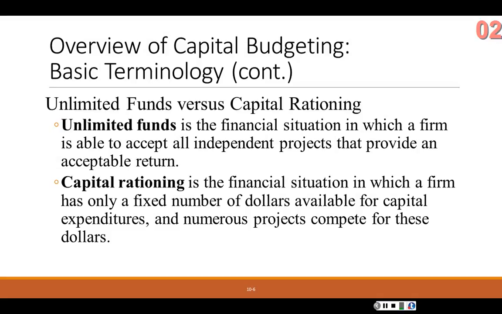Most firms operate under capital rationing. This is the financial situation where a firm only has a fixed number of dollars available for spending. Numerous projects are going to compete for these dollars. So they only choose projects that have the highest, most stable returns. Unlimited funding is the financial situation where a firm is able to accept all independent projects that provide an acceptable return. They have an unlimited amount of money.